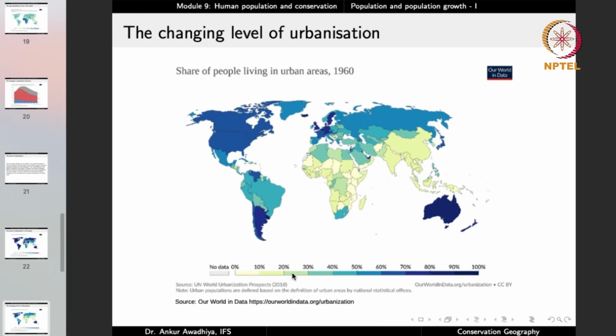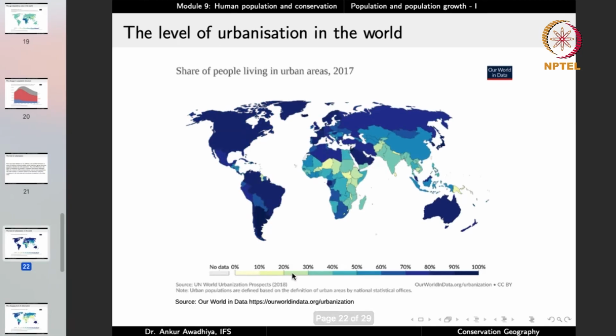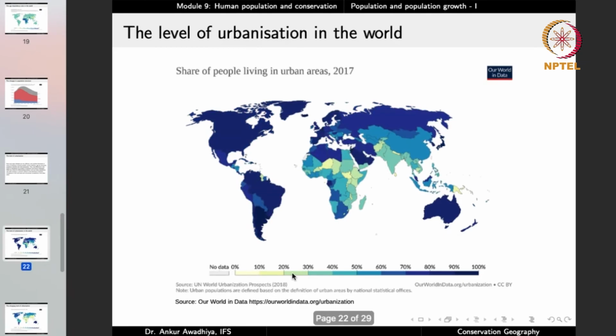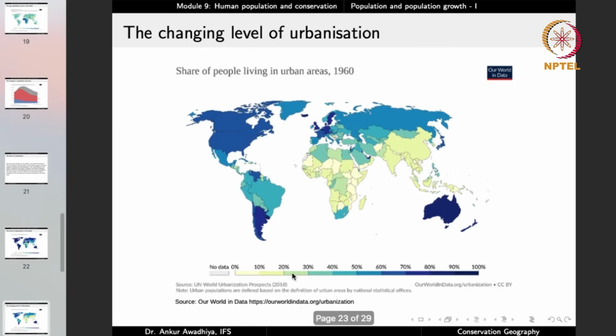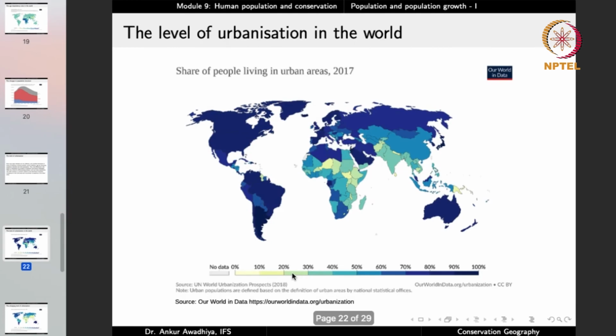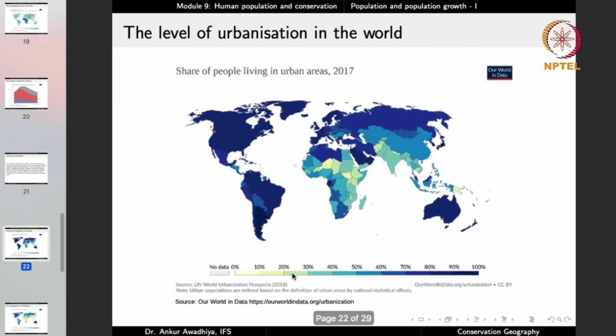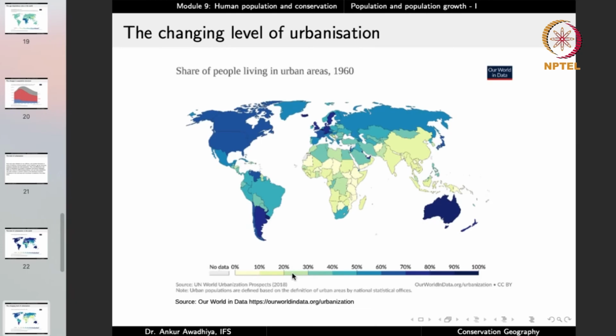But this has been changing with time. So today this is the situation. In the 1960s, this was the situation. So we can see that the level of urbanization has increased with time. Now more and more people live in urban areas as compared to the 1960s. Which also tells us that this parameter or this field in human geography has been experiencing changes with time.